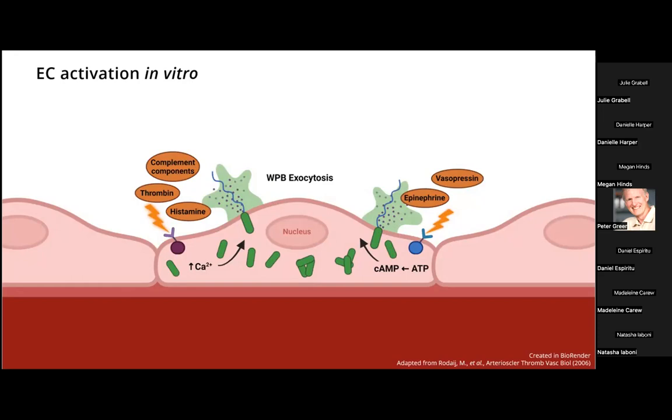Some studies have shown that secretion by the first pathway on the left will activate Weibel-Palade bodies both on the periphery of the cell as well as more central, whereas when stimulated with epinephrine or vasopressin, it affects mainly the peripheral organelles.